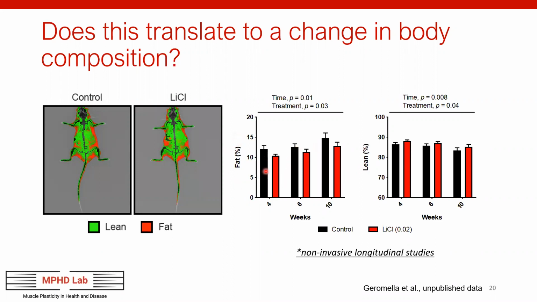And on this particular graph, we're looking at fat percent, and we see a main effect of time. So as that mouse is aging, there's an increase in fat mass, which is opposite to lean mass. As that mouse ages, there's a reduction in lean mass. This is normal. We see this in humans as well. But we see also a main effect of treatment for both fat percent and lean mass, suggesting that lithium chloride significantly reduced the fat percentage while increasing the lean percentage. So that's really interesting for us as well.